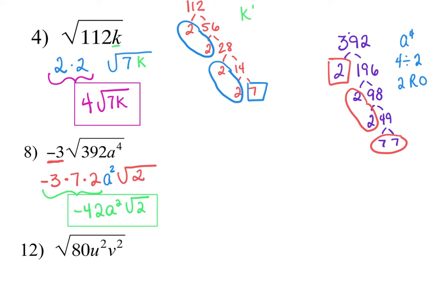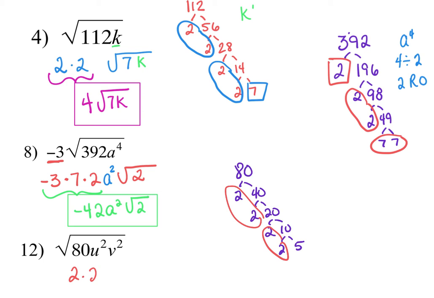All right, let's look at 12. The only difference with 12 is that it has multiple variables. So again, use your smallest number. That way you don't lose things within your factoring. We don't have a number on the outside here, so we have a 2 that comes out. We have another 2 that comes out. This 5 does not pair with anything, so it's going to stay in.